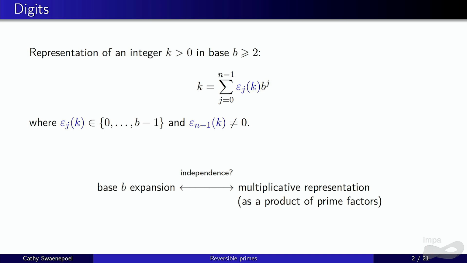Given an integer b larger than or equal to 2, any positive integer k can be written in base b in this way, with its digits. Here, for each j, epsilon j of k denotes the digit of k at the position j. It's an integer between 0 and b minus 1. And also, the leftmost digit, the one at the position n minus 1, is not 0.